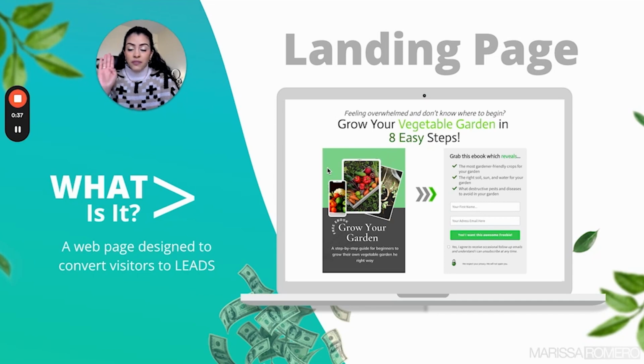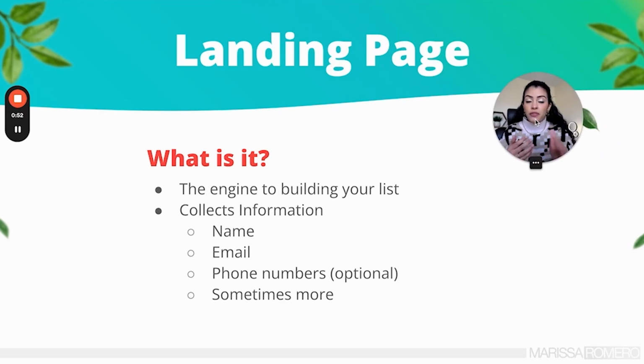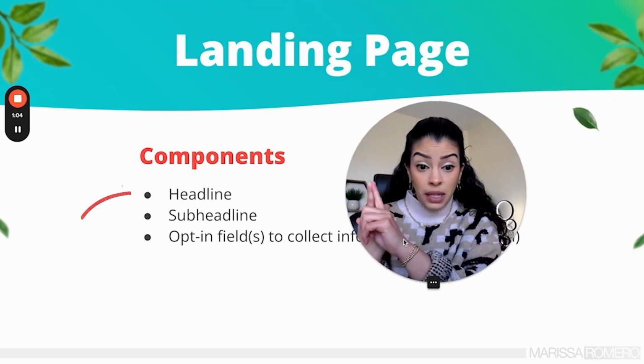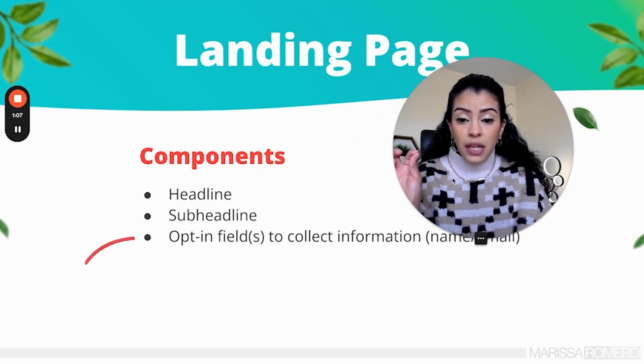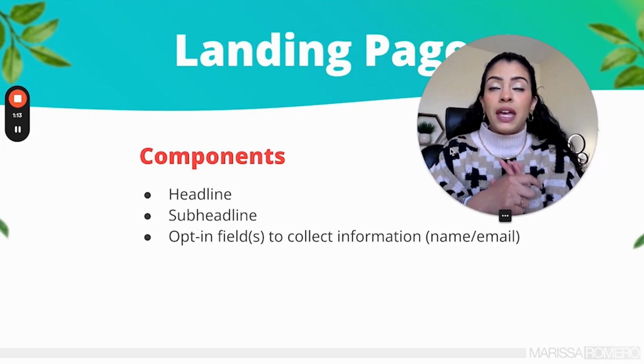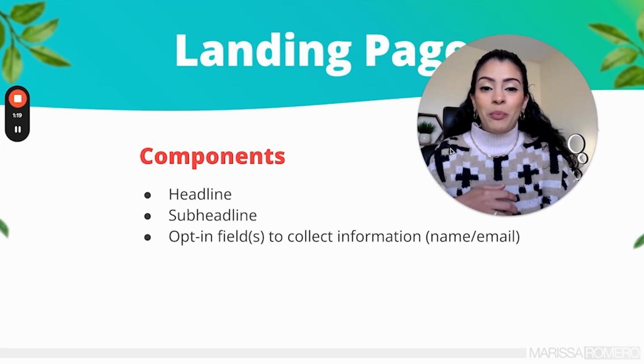It has to look very similar to this structure, and we're going to dive into what that structure is. The landing page is the engine of building your list. It collects the name, email, and optionally phone number, sometimes more information from this person wanting to get in contact with you. The components are very important: a headline, a subheadline, and the opt-in fields to collect the actual information, meaning the name and the email. I can't emphasize how much people get this wrong in this format, but we're going to dive into it.